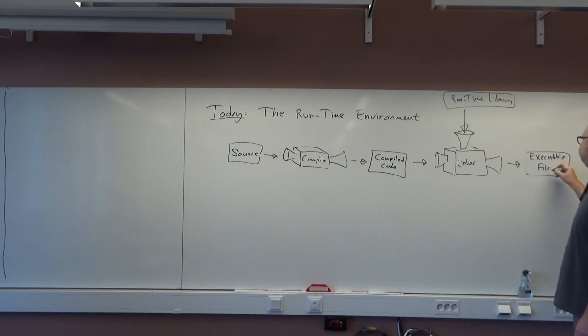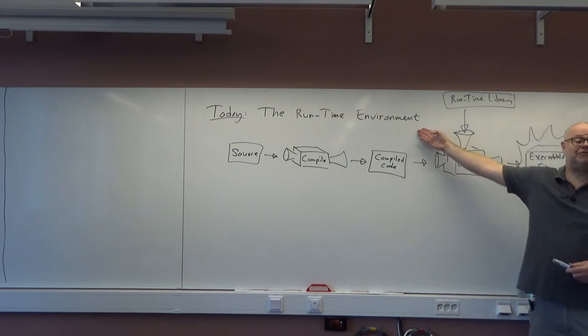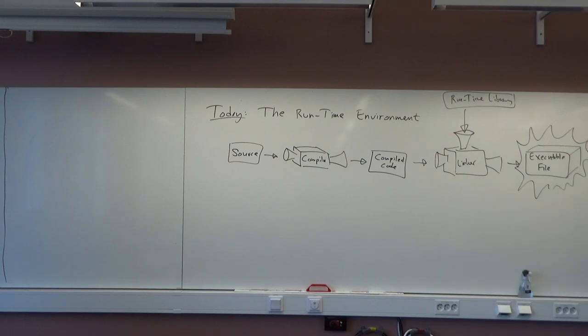And then you take this executable file, which I will draw as a box because now it's an actual program, like the linker and compiler. And when you run this program, then all sorts of things happen. And that's what we'll talk about today, the runtime environment, when you run your program that you have compiled and linked.